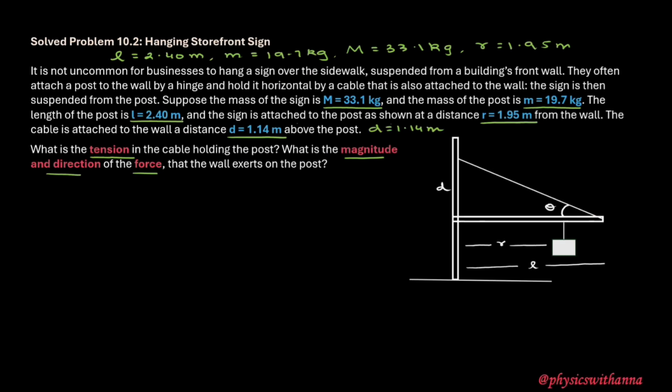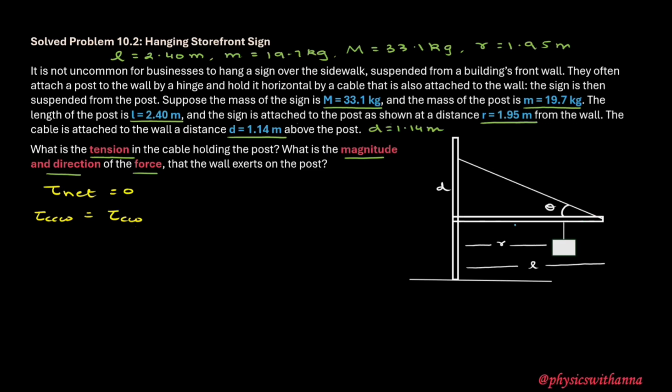In order to find the tension, we need to use the equation for net torque. If the post is in static equilibrium, that means the net torque acting on the system must be equal to 0. So I write tau net equal to 0. If net torque is 0, that means torque which is counterclockwise must be equal to torque which is clockwise. To find these values of torque, let us first understand the forces producing them.